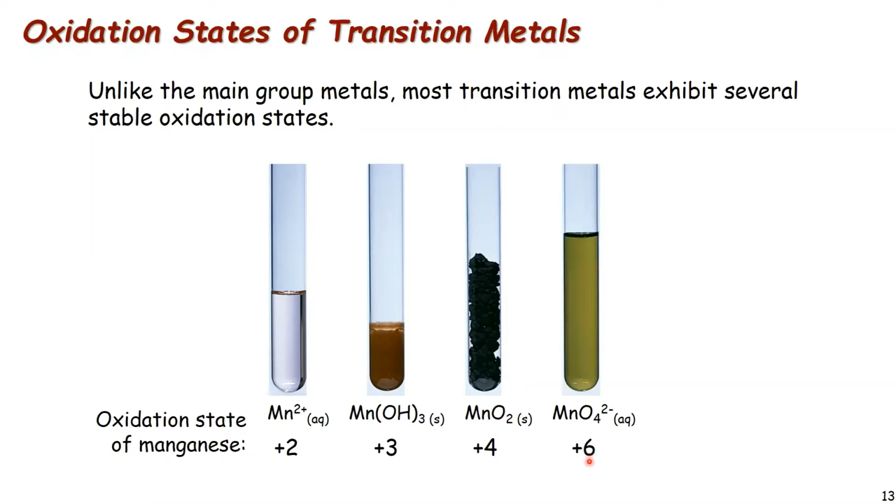Now, once we go to manganese +6, so this is this super permanganate, okay? It has a green color. Then here's permanganate. So this is the polyatomic ion that we know.